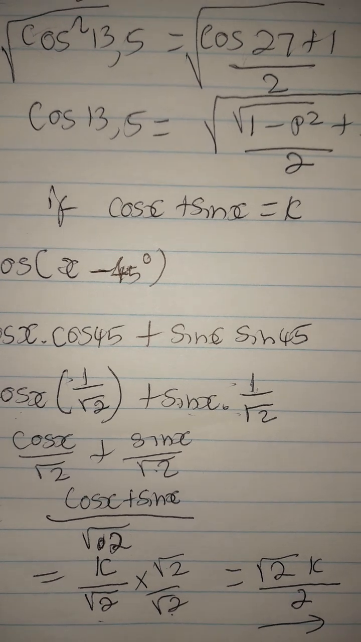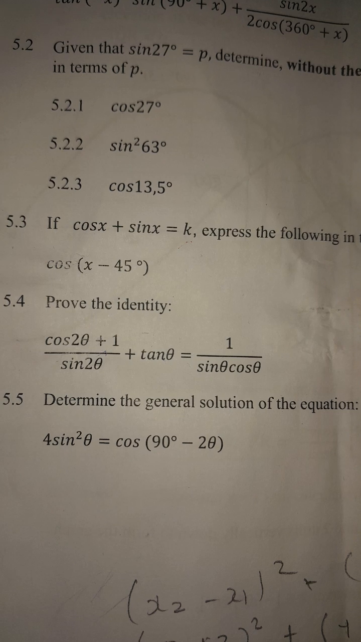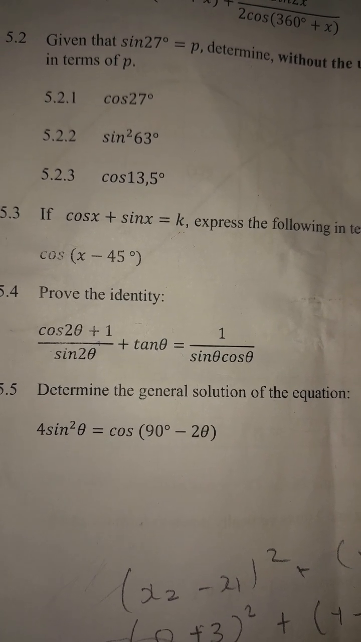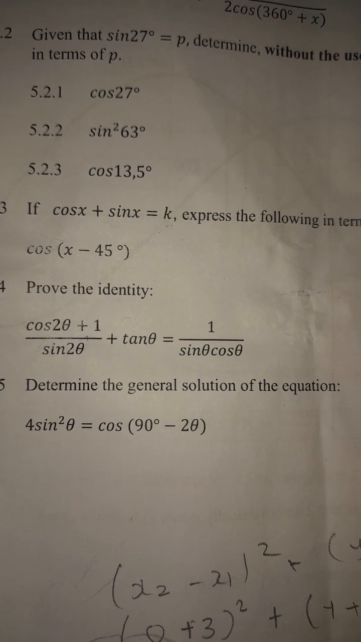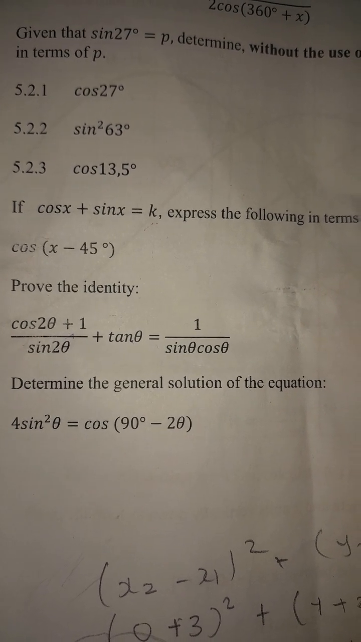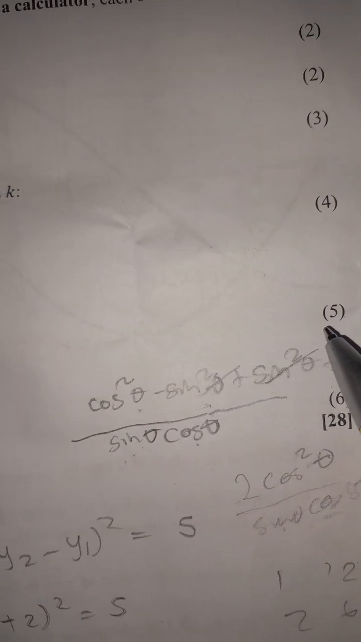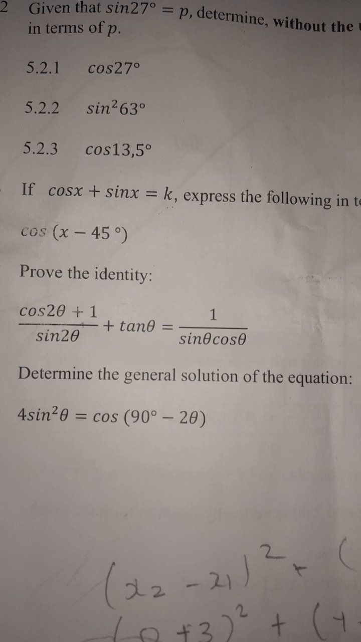Let's go to 5.4 then. At 5.4, we are required to prove the identity: (cos 2 theta plus 1) divided by (sine 2 theta plus tan theta) is equal to 1 divided by (sine theta cos theta). So how many marks was that? That was 5 marks, guys. That was a beautiful 5 marks that we were supposed to get. You're supposed to get that one, guys.